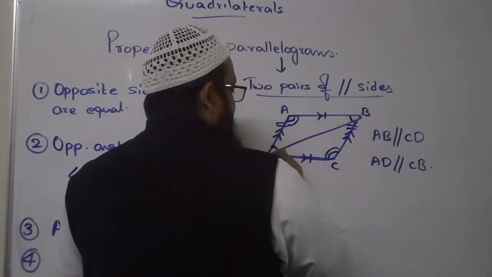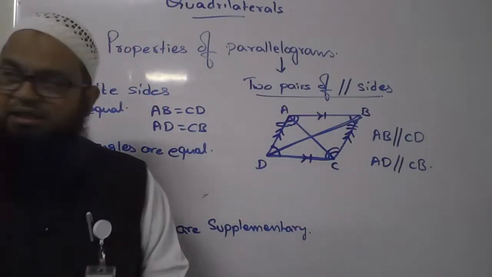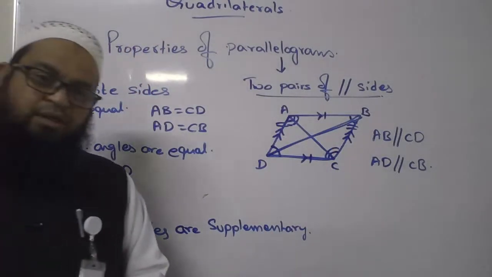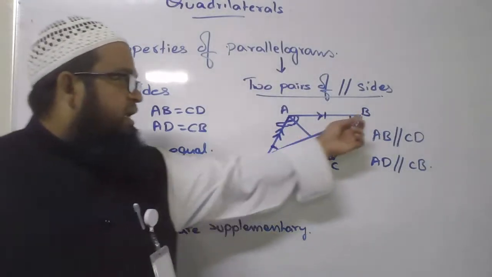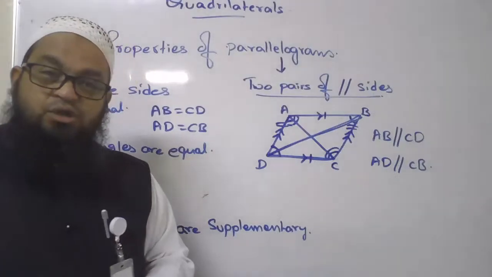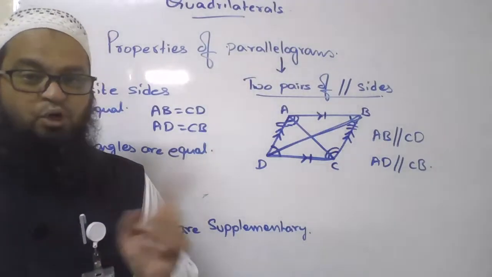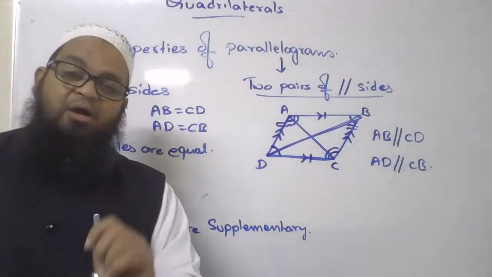now is BD equal to AC? Are these two diagonals equal? We can say by using common sense. B and D looks longer, and A and C could look shorter. So, are diagonals equal? No. Diagonals are not equal in parallelograms.